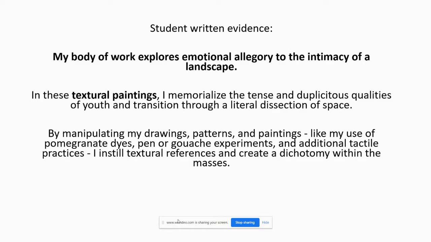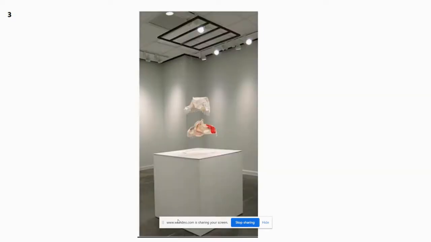Duplicitous. It sounds like a dinosaur. I like the T-Rex and the Duplicitosaurus. Okay, moving on.